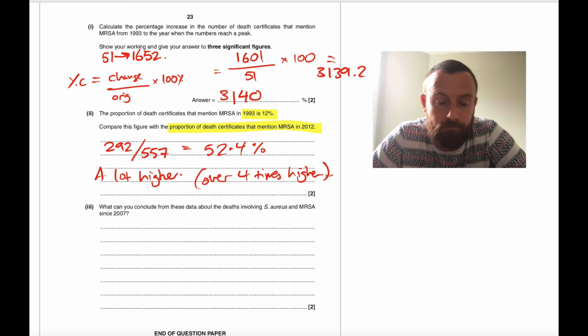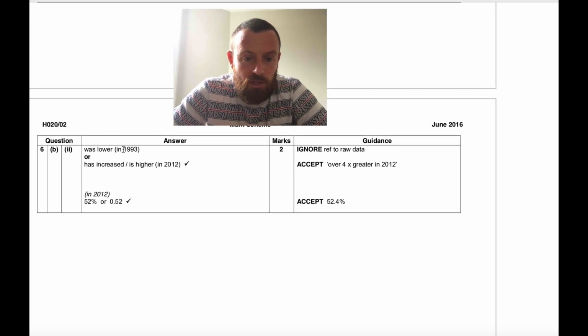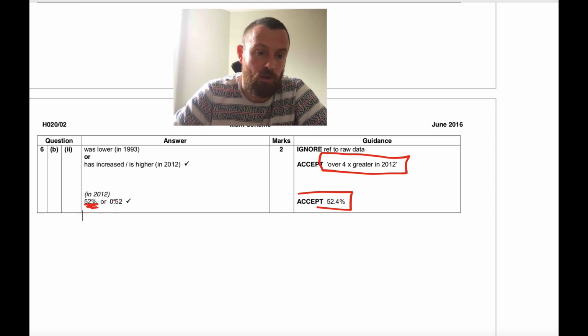Yeah. So let's see what the mark scheme says. I'm not sure if I got 2 marks for that. Was lower in 1993, has increased in 2012. So yeah, accept, for example, over 4 times greater in 2012, and it's 52.4% or 52%. Yeah, that's what I got. Great.